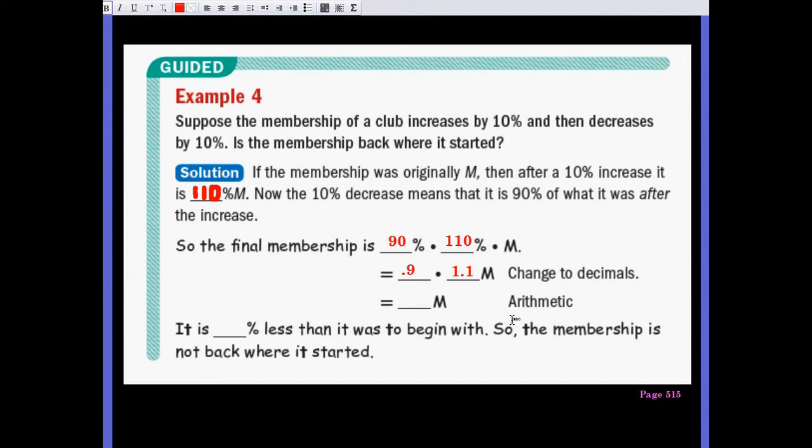So what we want to do now is we want to do the arithmetic. So we would do 9 tenths times 1 and 1/10, and take a moment to try to solve that. And it will actually equal 99 hundredths times M. So remember, 99 hundredths means 99% of M. So it is 1% less than it was to begin with, because instead of being 100% M, the whole amount, it's only 99% of M. So the membership is not back where it started.